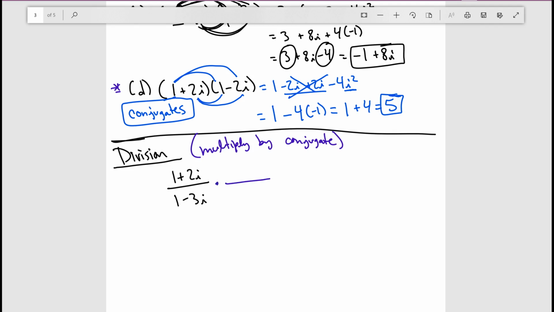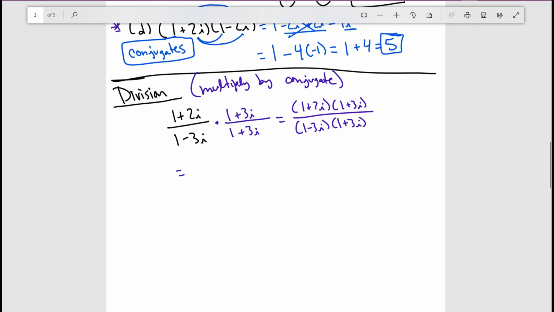In this case, the conjugate of the denominator is 1 plus 3i, so I'm going to do that to both top and bottom. What I'm going to get is 1 plus 2i times 1 plus 3i, divided by 1 minus 3i times 1 plus 3i. Now let's FOIL everything out. 1 times 1 gives me 1. 1 times 3i gives me 3i. 2i times 1 gives me 2i. And then 2i times 3i gives me plus 6i squared.